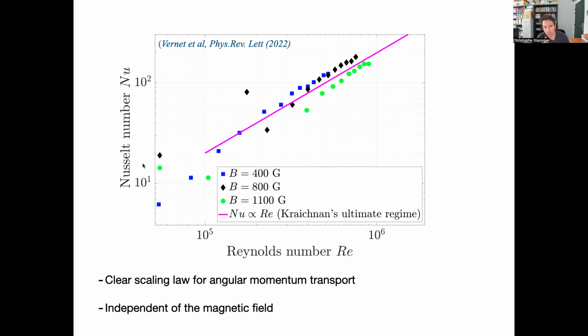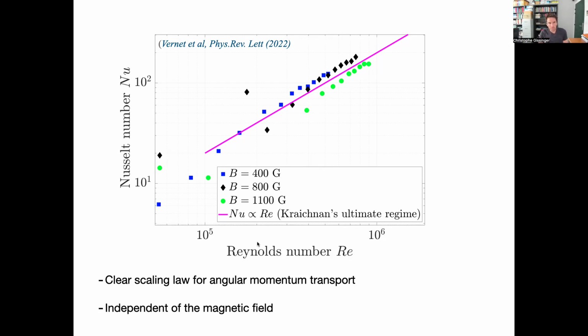The second observation is that this scaling, this linearity between Nusselt and Reynolds, seems to be quite independent of the value of the magnetic field. It's always the same slope. It's important. And if the magnetic field is not too strong, which means that if you ignore the green data, which are really obtained for a very large magnetic field, all the other values of the magnetic field are collapsing together. You have one single prediction for the transport of angular momentum independently of the value of the magnetic field. Okay, it only depends on the Reynolds number.